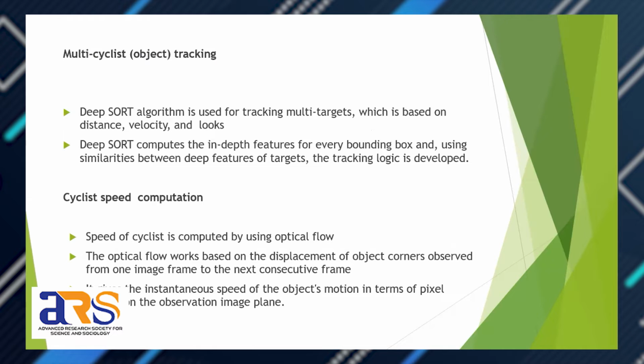Cyclist speed is computed with the help of optical flow. Optical flow is one of the best techniques for detecting motion based on displacement. It works on the displacement of object coordinates observed from one image frame to the next image frame. In a video, each frame follows the other, so it is very well suited, and it gives the instantaneous speed of object motion in terms of pixel motion on the observation image plane.